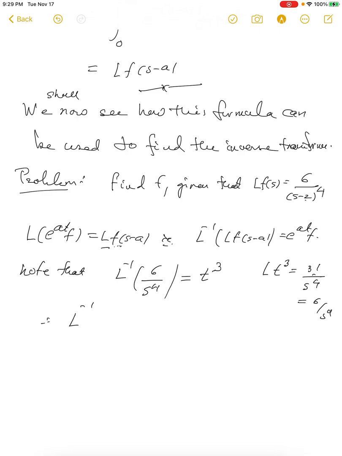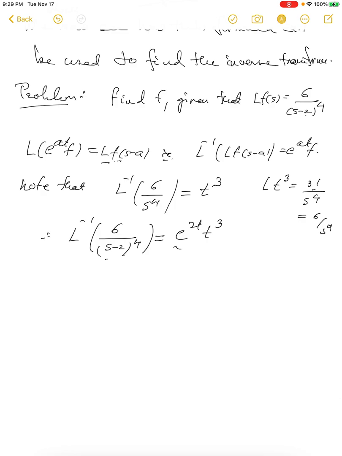Therefore, by the shift formula, L inverse of 6 over s minus 2 to the 4, this is the Laplace transform of t cube evaluated not at s but at s minus 2. So it must come from the function which is t cube multiplied by e to the 2t. So if you take the Laplace transform of e to the 2t times t cube, you get the Laplace transform of t cube not at s but at s minus 2, which is exactly what we have. So this is our answer. This is the way you will apply the shift formula to find the inverse transforms.